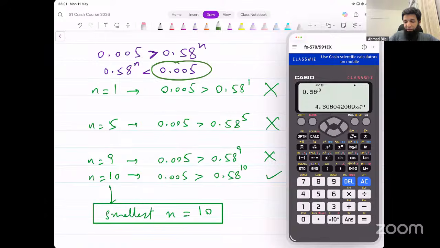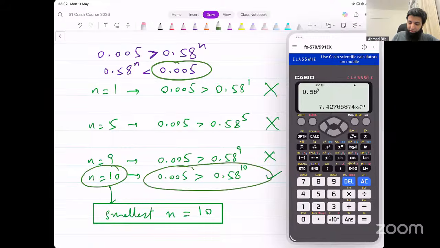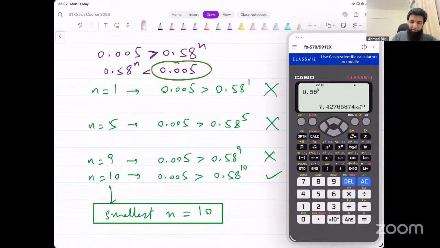Now, is it the first value that is less than that? You need to check that. So you can try 9 as well. See what you get for 9. 9 is greater than this, so that means n equals 10 is the first time the number becomes less than 0.005. And you would say, therefore, the smallest possible value of n is 10.